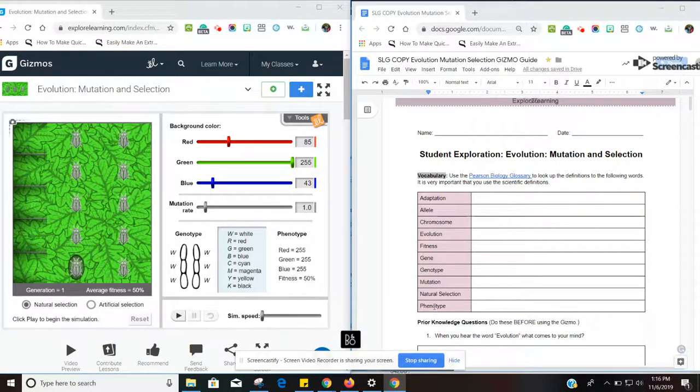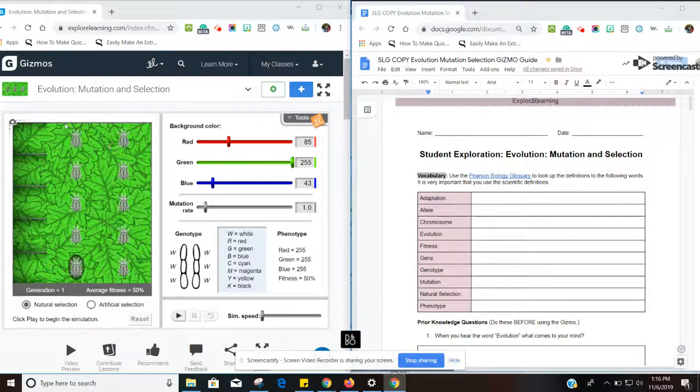Hello, everyone. In this gizmo, the evolution, mutation, and selection gizmo, you'll be looking at the theory of evolution and, in particular, how mutation might play a role in driving evolution. So, before we get started, I am going on the left here, I'm going to show you some of the gizmo controls to familiarize you with the gizmo and where you can find certain things.